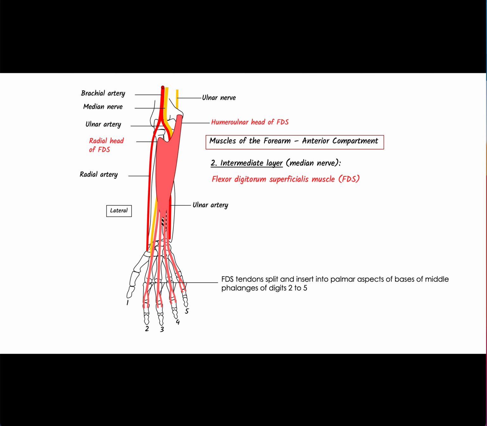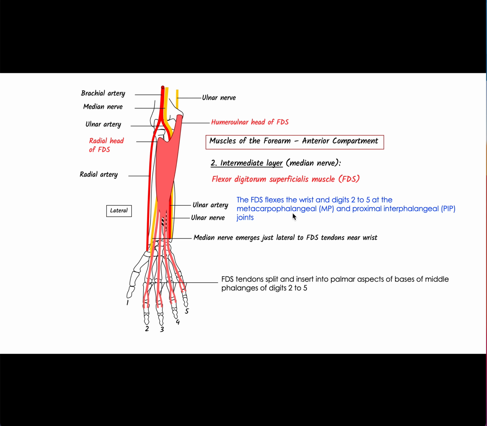Now we can see that this median nerve, it crosses and it's going lateral to my flexor digitorum superficialis. And now this is the ulnar nerve.